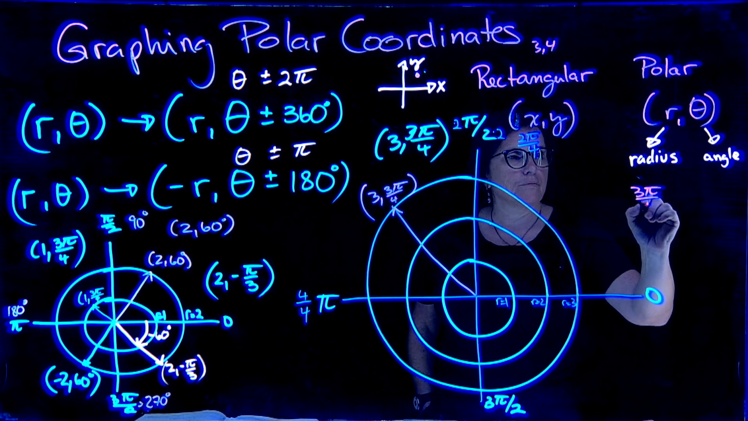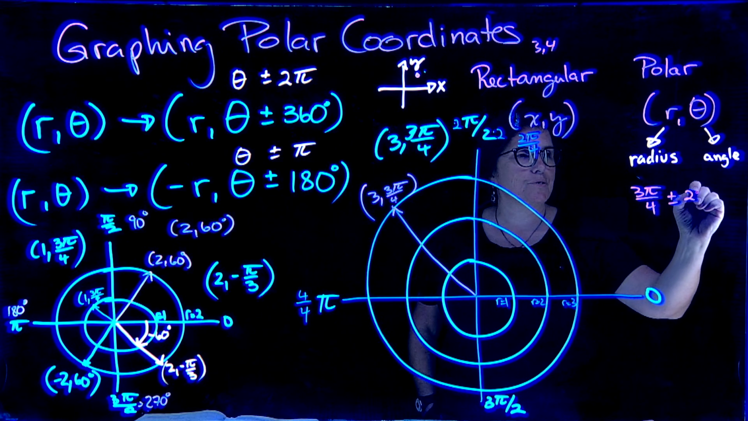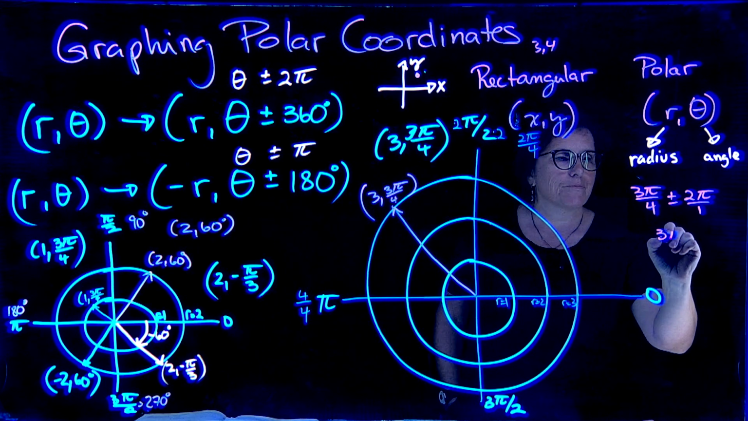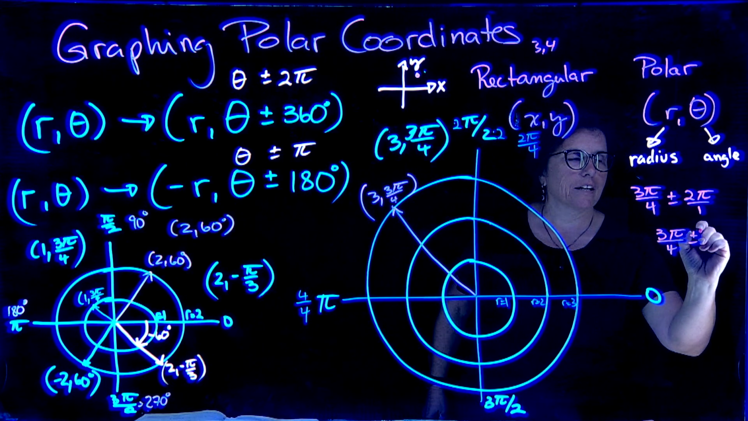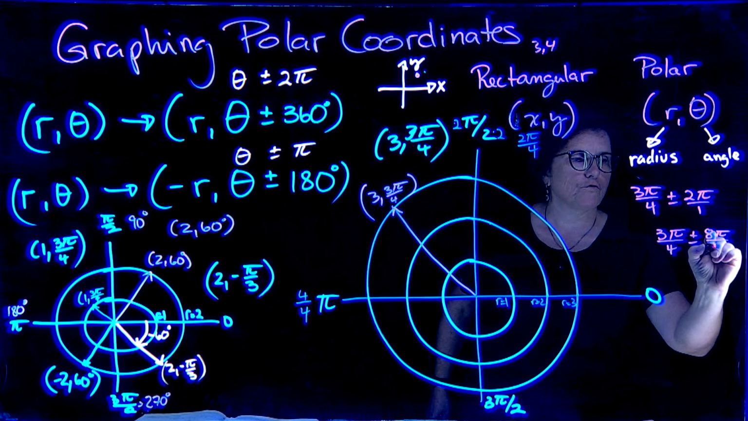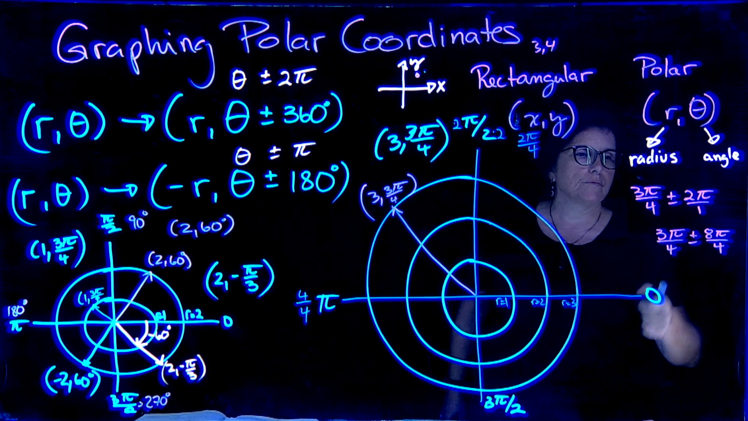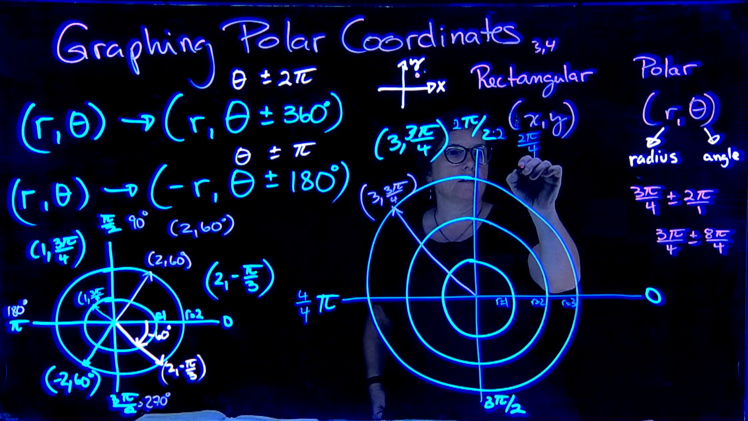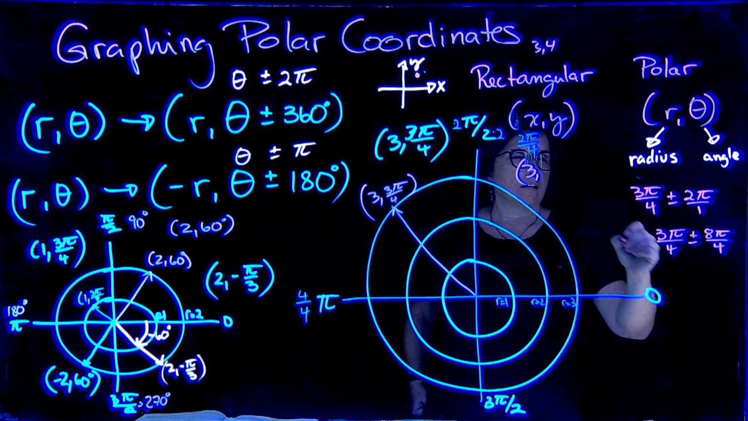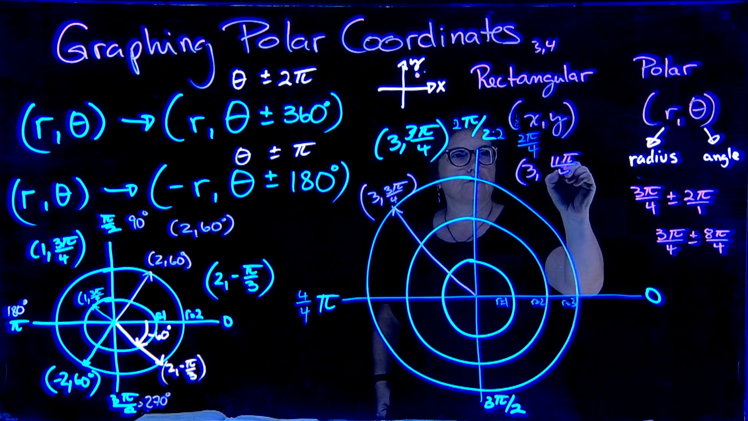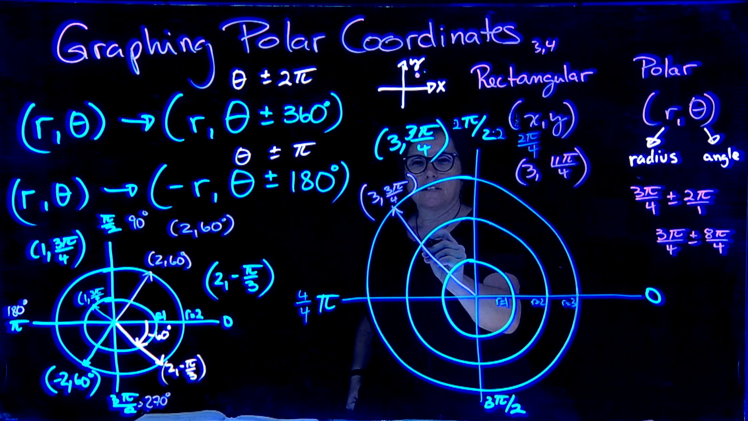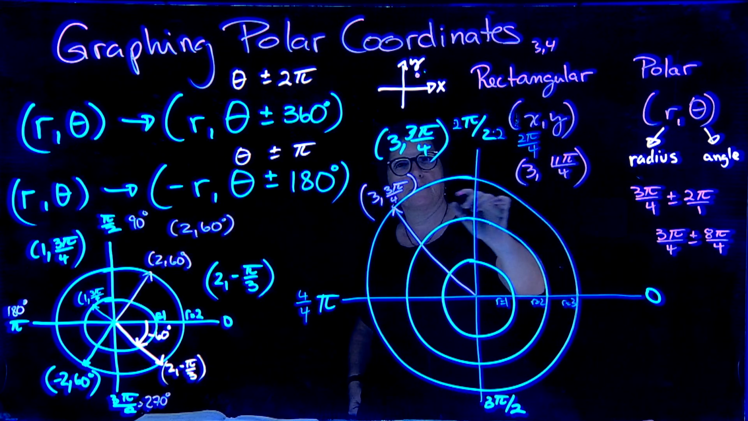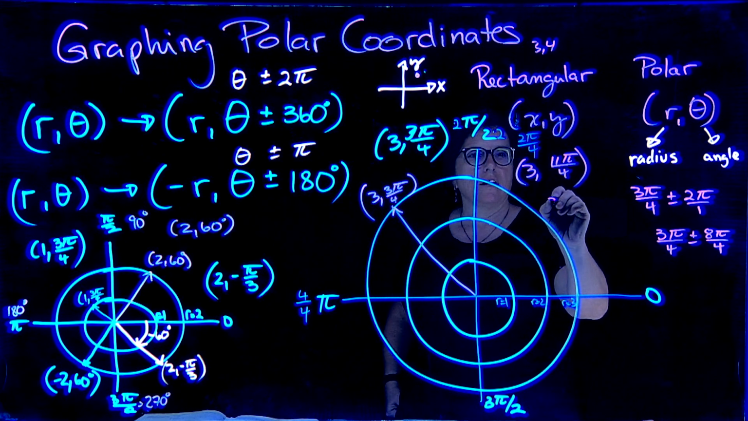3 pi over 4 plus or minus 2 pi, of course, needs to be changed to a denominator of 4. 3 pi over 4 plus or minus 8 pi over 4. Okay, 3 pi over 4 plus 8 pi over 4. The first one would be 3, 11 pi over 4, and that makes sense, so I go one 2 pi revolution, so here is 8 pi over 4 plus 3 is 11 pi over 4.